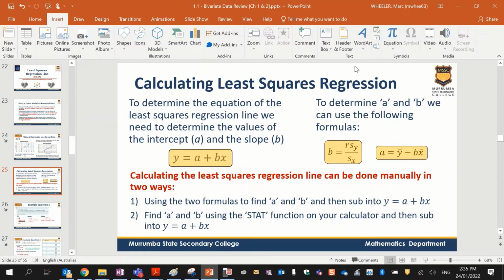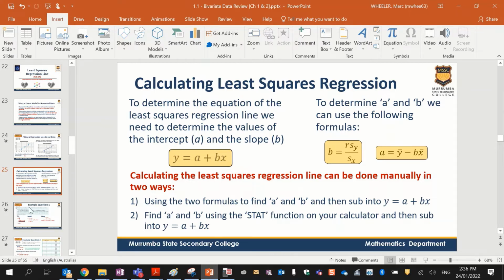We'll look at this example first, and if you were asked to do this in the exam, they would give you all of these values. They would give you r, and these other values, and then you need to work out what b is, what a is, and then put those two values into the equation. We'll look at that first, and then the second one we'll look at is finding a and b. We can find them in our calculator like I showed you before.